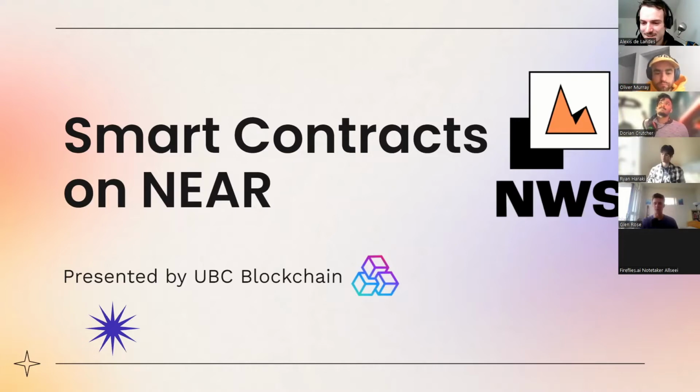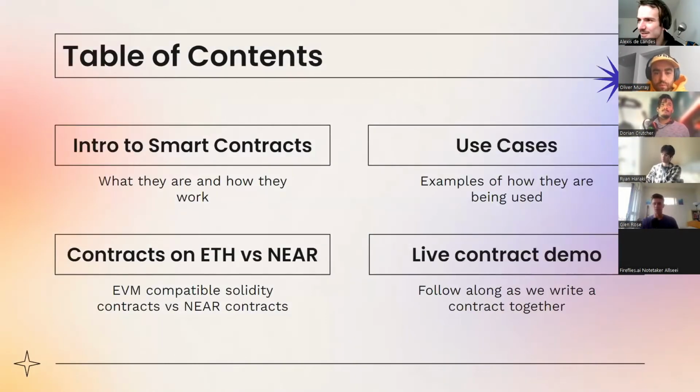We're here to present session 5, which is about smart contracts on the Near blockchain. So just a brief overview of what we'll be covering today. We're going to start with an introduction to smart contracts and some of their use cases. Then we're going to make some high-level comparisons between the Ethereum blockchain and the Near blockchain and how the contracts operate on both. And then Ollie will walk us through a live contract demo and we put it all together.